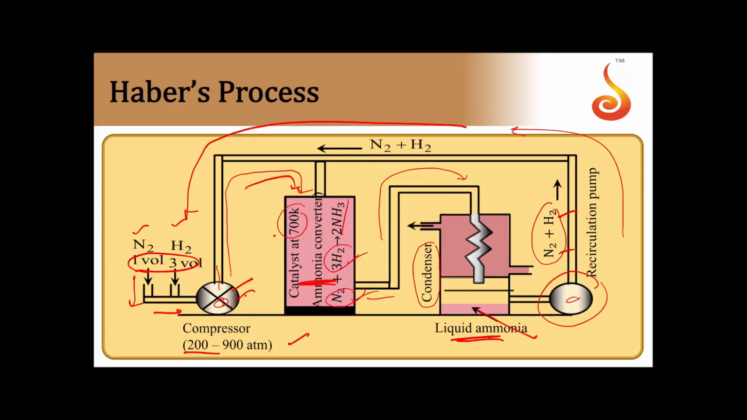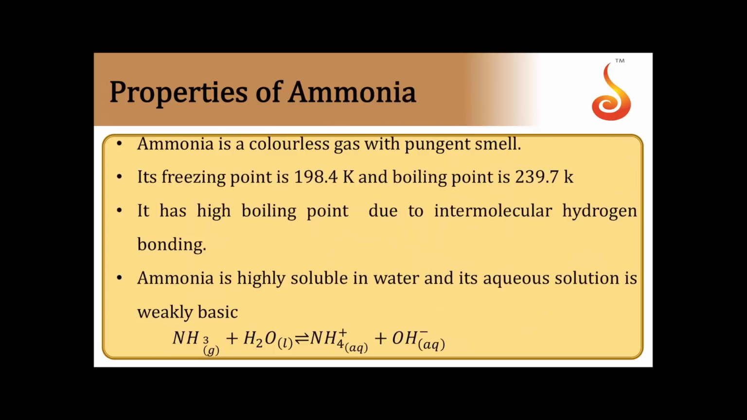Now coming towards properties of ammonia. Ammonia is a colorless gas with a pungent smell. The freezing point is 198.4 Kelvin and the boiling point is 239.7 Kelvin. It has a higher boiling point when compared to other hydrides in that group. That is because of intermolecular hydrogen bonding. Ammonia has a higher boiling point because of intermolecular hydrogen bonding.